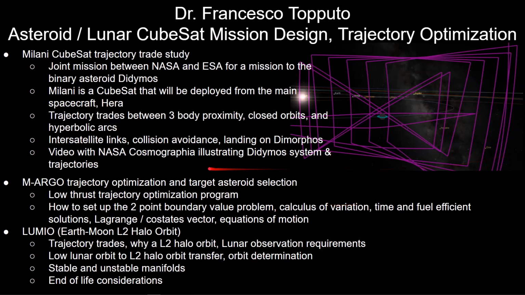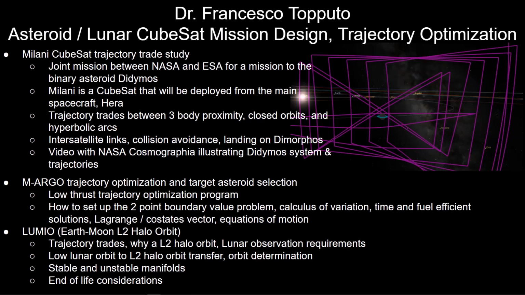So the second mission, M-ARGO, we talk a lot about the trajectory optimization that went into that. It's a low-thrust trajectory optimization program: how he went about doing that, how to set up mathematically the two-point boundary value problem and how to solve it using calculus of variations, and then the two trades that they did for time- and fuel-efficient trajectories, how to get those solutions, and then again setting up the problem with the Lagrange multipliers/co-states vector and the equations of motion that they used.